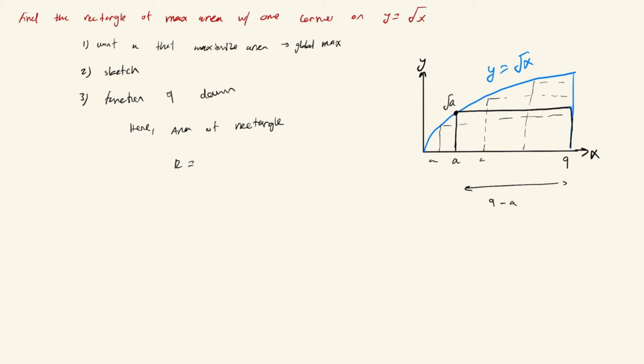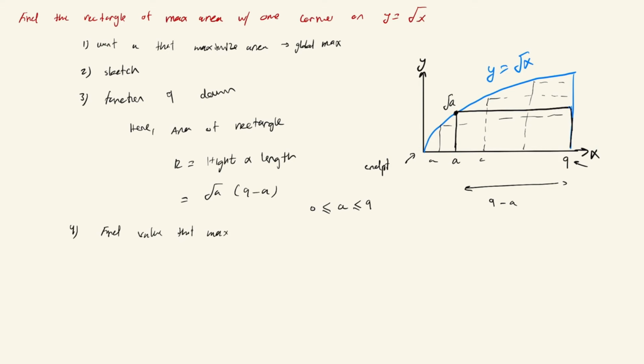So if we assume r is the area of the rectangle, then r is going to be height multiplied by the length of the rectangle. Here the height is square root of a and the length is 9 minus a. Here we want to determine the interval of a. a can be from 0 to 9, which are our endpoints in the graph. Now, step number 4 is to find the value that is going to maximize the area.